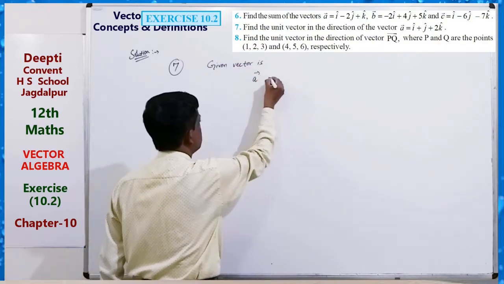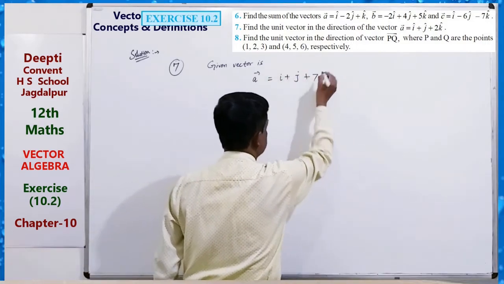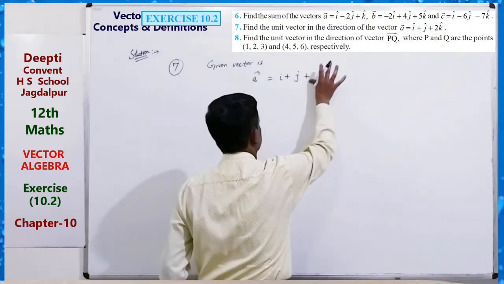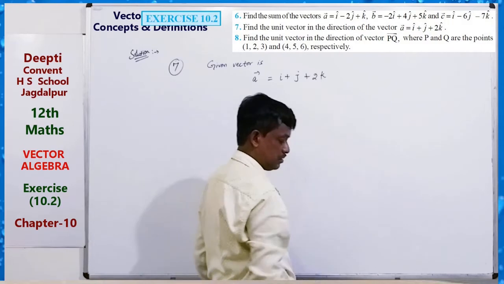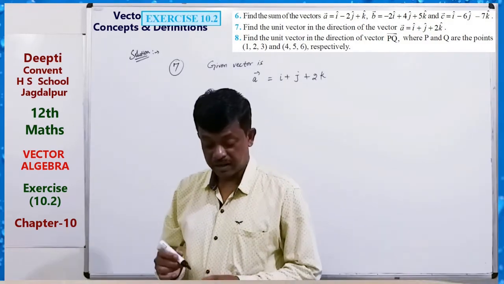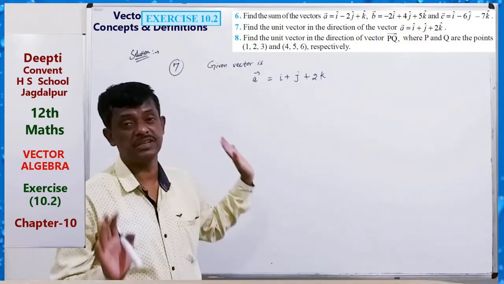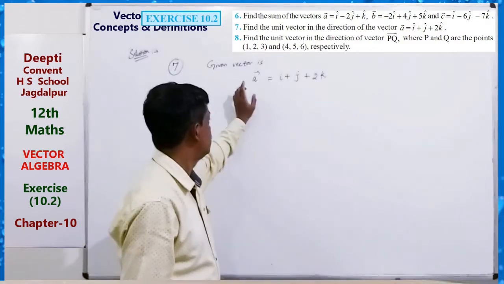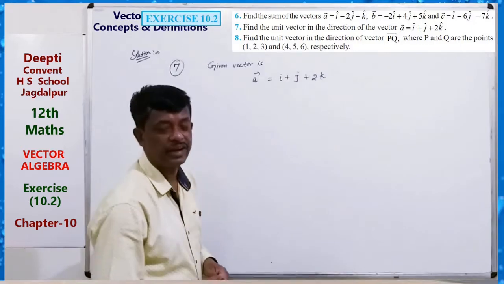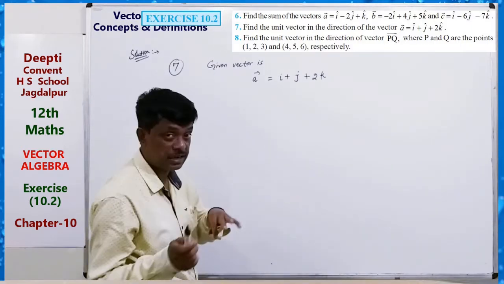Given vector is A equals i plus j plus 2k. Sorry, 2k. This is a given vector. Now we have to find the unit vector in the direction of this vector. Vector means a direction. We have to find the unit vector along this direction.